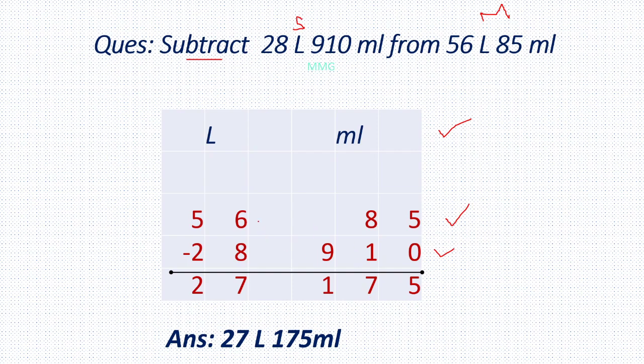Now here 0 minus 9 not possible. What we will do, we will borrow 1 liter from here. So it will become 1085 milliliter. So now 10 minus 9 equals 1 and here we have 5. 5 minus 8 not possible, so we will borrow 10 liter from here. It will become 15. 15 minus 8 equals 7 and here we have 4. So 4 minus 2 equals 2. So our answer is 27 liter 175 milliliter. Moving to the next page.